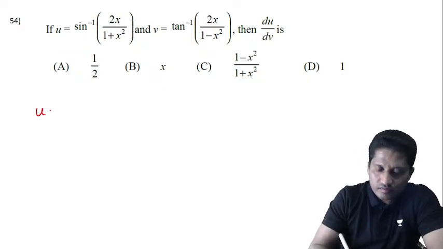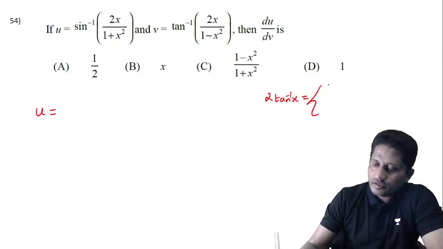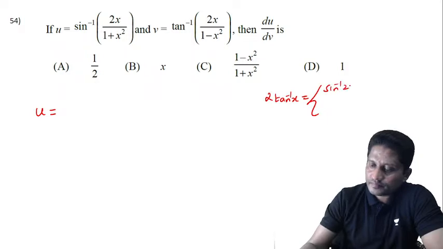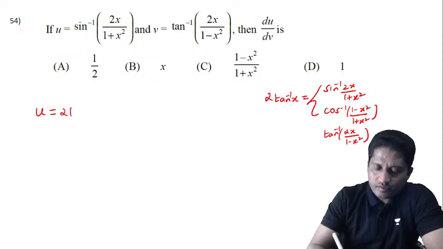Right? Question number 54. U is equal to, see, 2 tan inverse of x is equal to sin inverse of 2x by 1 plus x square. This is same as cos inverse of 1 minus x square by 1 plus x square, and tan inverse of 2x by 1 minus x square. This will be 2 tan inverse of x, and v is equal to 2 tan inverse of x.